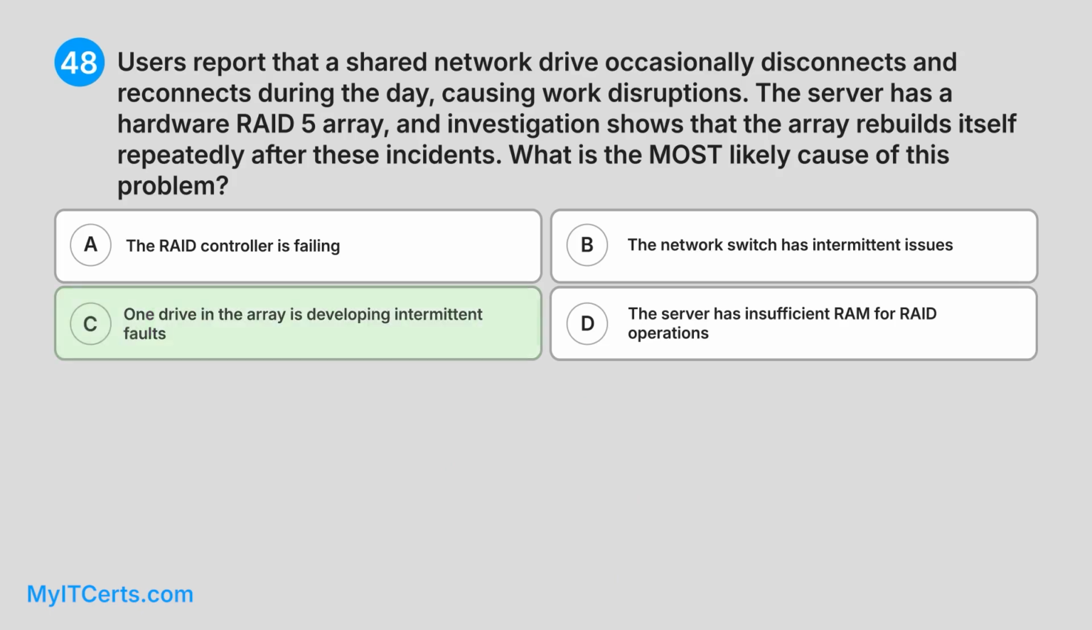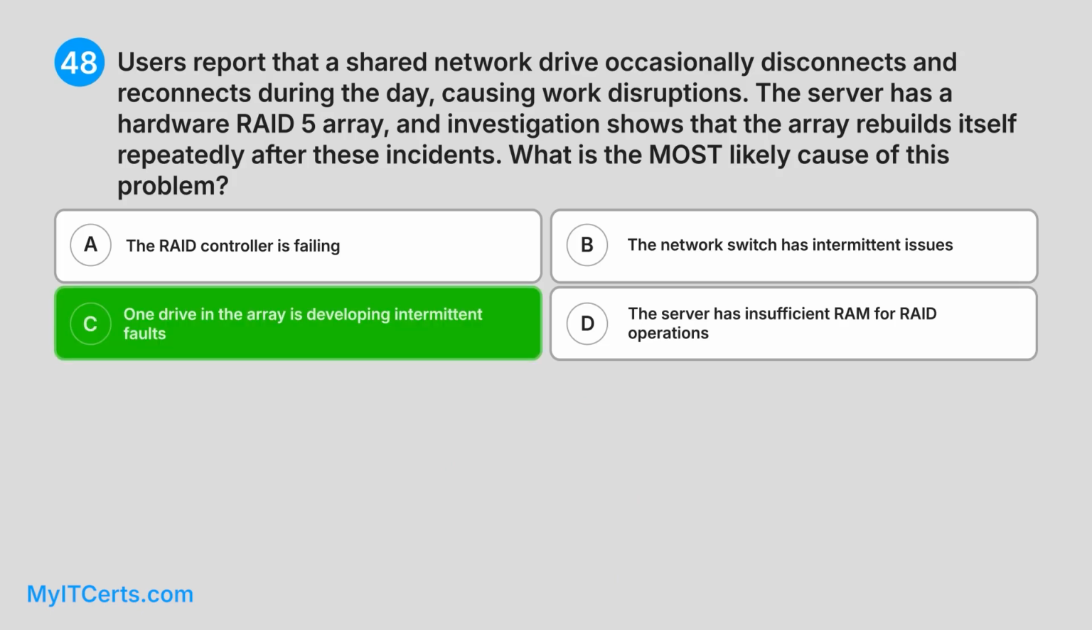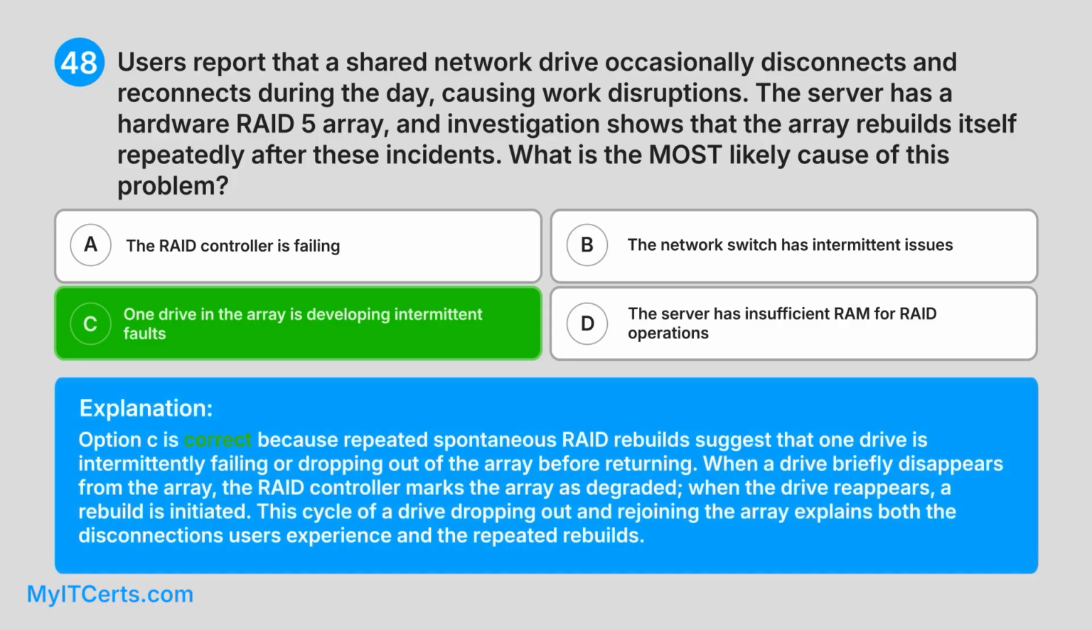Correct answer: C. One drive in the array is developing intermittent faults. Explanation: Option C is correct because repeated spontaneous RAID rebuilds suggest that one drive is intermittently failing or dropping out of the array before returning. When a drive briefly disappears from the array, the RAID controller marks the array as degraded. When the drive reappears, a rebuild is initiated. This cycle of a drive dropping out and rejoining the array explains both the disconnections users experience and the repeated rebuilds.